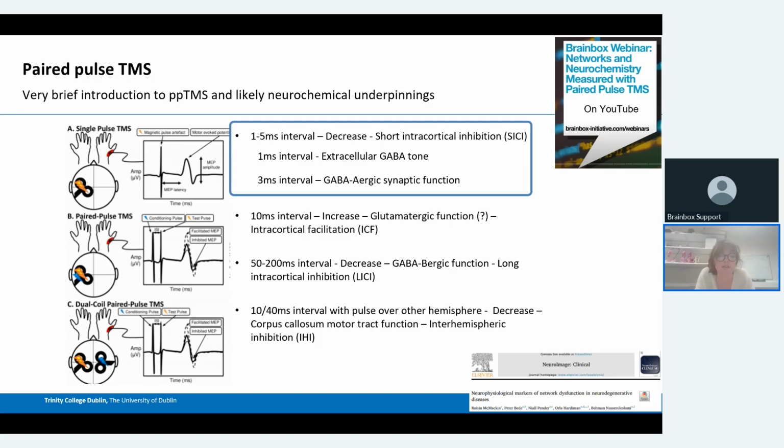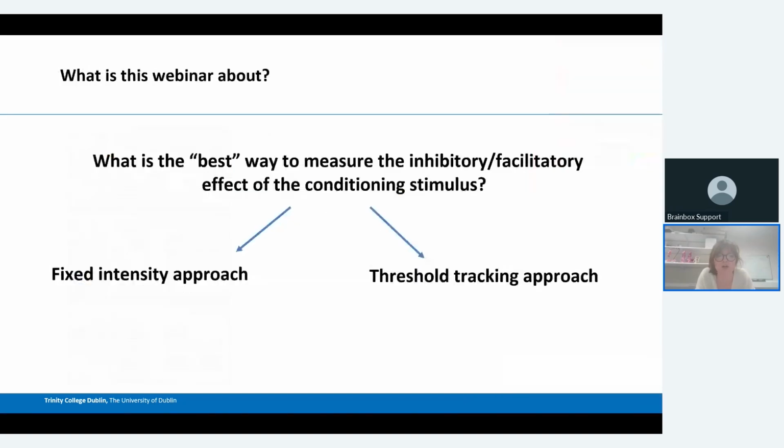So the point of this webinar is to summarize, as we currently see it, what is the best, in inverted commas, way to measure this inhibitory or facilitatory effect that the conditioning stimulus is having, and therefore what is the most appropriate way to use paired pulse TMS to measure the function of these inhibitory and facilitatory circuits in someone's brain, and how that might change with disease or with application of a drug. And there are two approaches currently: the fixed intensity approach and the threshold tracking approach.